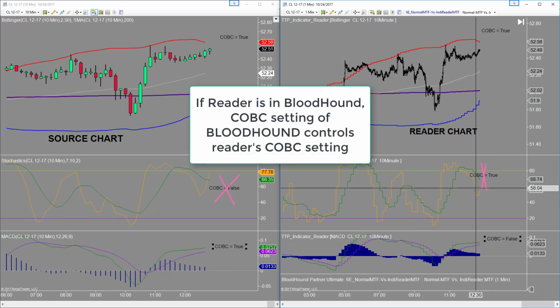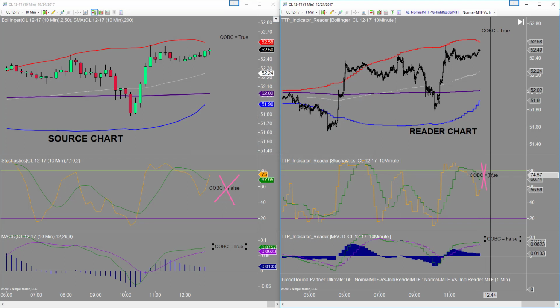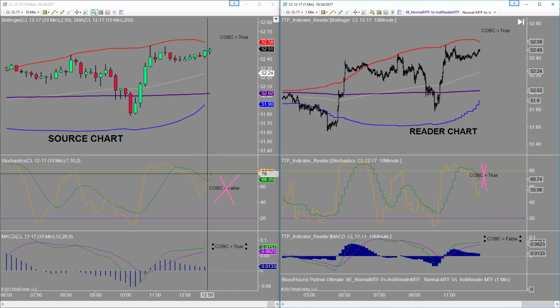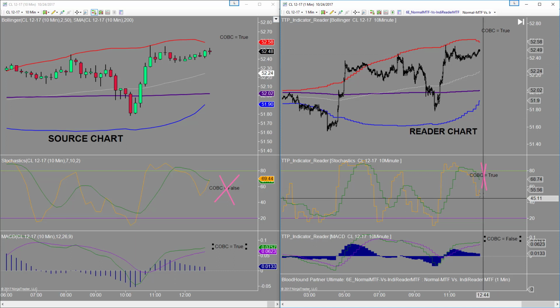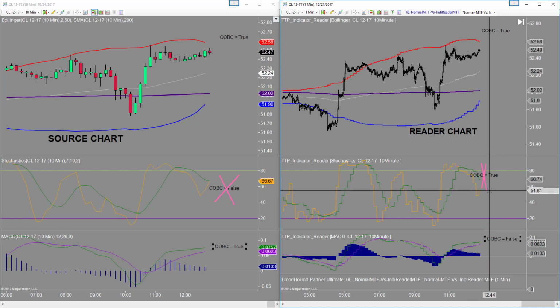Okay, and just to show you that, you can see here indicator reader set to true while the source indicator is set to false. These values are bouncing around, and the new incoming values for the next bar, when this next bar opens, those values are going to be totally different as new bars come in, as they can't link up properly. Okay, so this is pretty important that you remember this so that you get the proper functionality out of the indicator reader.